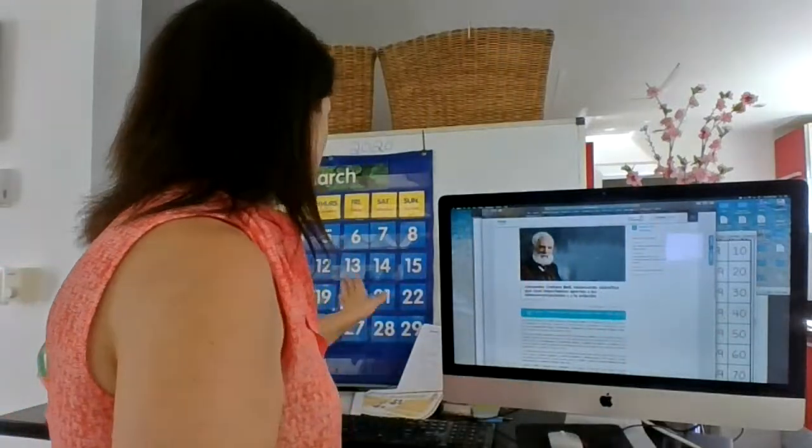Such a good job. Macy is one of our third grade students at my school. So, cool beans. And she wrote it in Spanish, which I will share in the Spanish class.